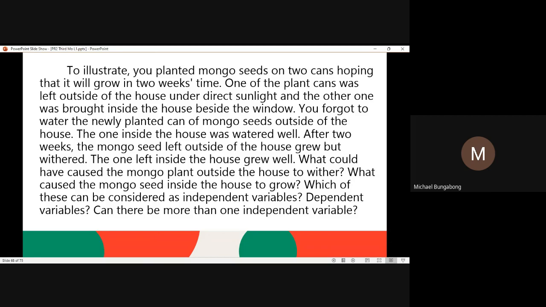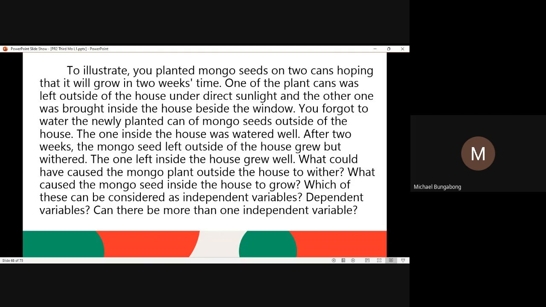You forgot to water the newly planted can of mungo seeds outside of the house. The one inside the house was watered well. So after 2 weeks, the seed left outside of the house grew but withered. No? Pag sinabi nating withered, like lanta, no? Tumubo nga pero parang lanta naman. The one left inside the house grew well.